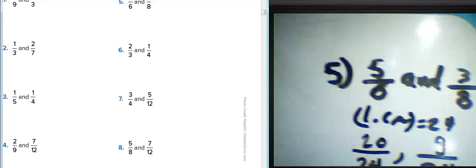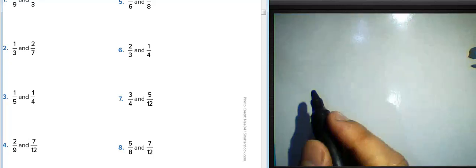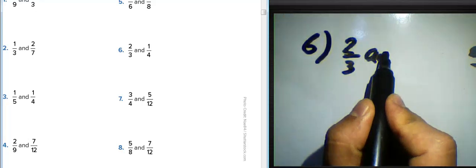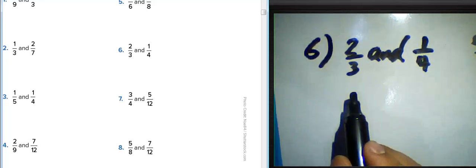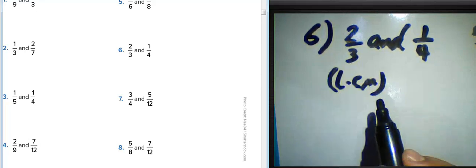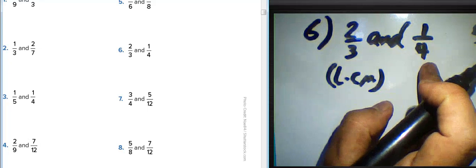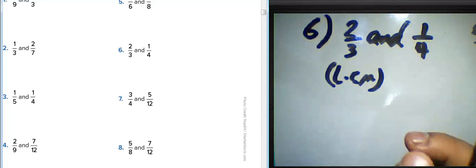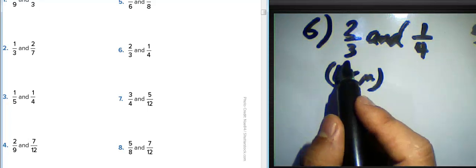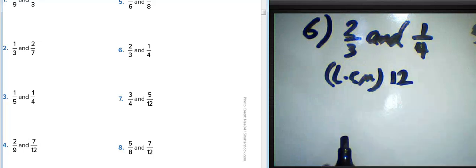Okay, and what about question number 6? He asked about 2 over 3 and 1 over 4. We can find the least common multiple between them. Look at the greatest denominator here. Ask yourself, can 4 be divided by 3 or not? 4 can't be divided by 3. So we must add 4 to 4. The result will be 8. 8 can't be divided by 3. So we must add 4 again to 8. 8 plus 4 equals 12. 12 can be divided by 3. So the least common multiple between them will be 12.